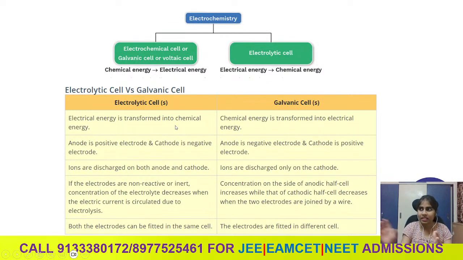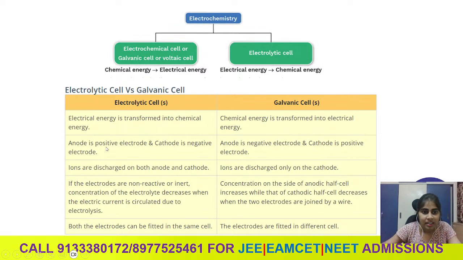Let us see the main difference between the electrolytic cell and the voltaic cell, that is the galvanic cell. When electrical energy is transformed into chemical energy, that is an electrolytic cell. When chemical energy is transformed into electrical energy, that is a galvanic cell. You can see the difference here clearly. Just understand what is meant by galvanic cell and what is meant by electrolytic cell, and what type of reactions will occur in these two types of cells.